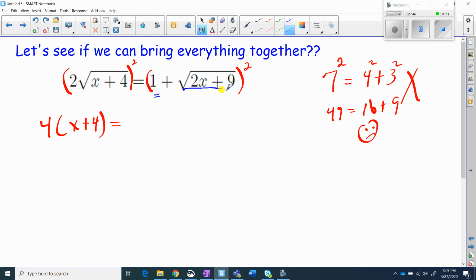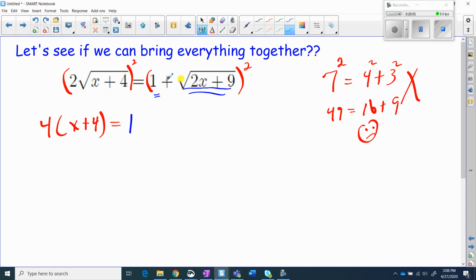This one is a binomial. You've got a term here, separated by addition, and then another term here. So you must follow the 3 steps to squaring a binomial. Square the first. There's the first square. Multiply this by this. Now this is a non-radical, and this is a radical.